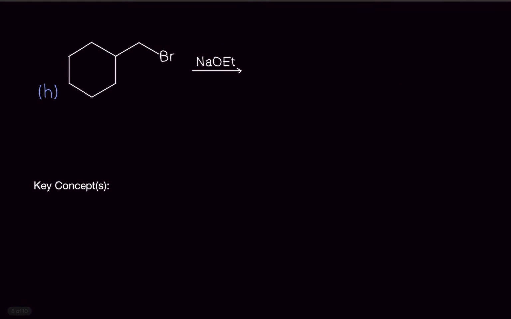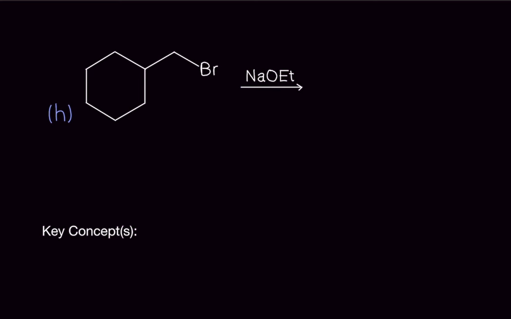Let's do H. Okay, so this is sodium ethoxide, sorry. So what are we going to do here? Sodium ethoxide is a strong base and a strong nucleophile. We have a primary alkyl halide. So this means we're going to do a substitution reaction, SN2, and it's favored, so it's going to be the major product. But it's also a strong base, so we're going to do an elimination reaction. So let's do it. Substitution first.